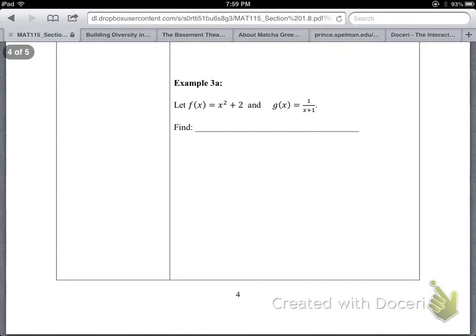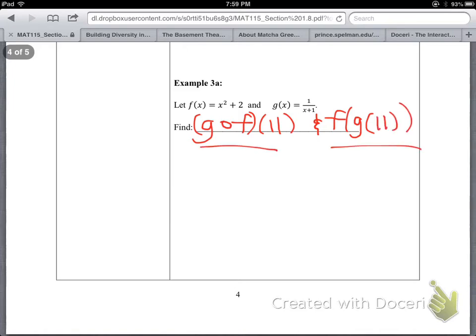Okay. Now, 3a, it says f of x equals x squared plus 2 and g of x equals 1 over x squared. So we're going to find g of f of 11 and f of g of 11. And I wrote it in these, remember the notation, the notation in terms of the circle represents the same, but these are two different problems. I wanted to write it two different ways because you might see it in either way in your book.